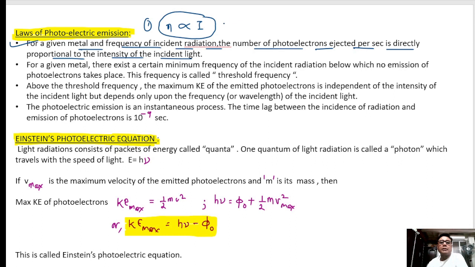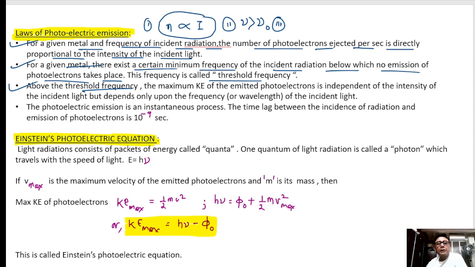Point number 2 says, for a given metal, there exists a minimum frequency of radiation below which no photoelectric emission can take place. This is called the threshold frequency. That means your frequency has to be greater than the threshold frequency. Then only electrons will be emitted.